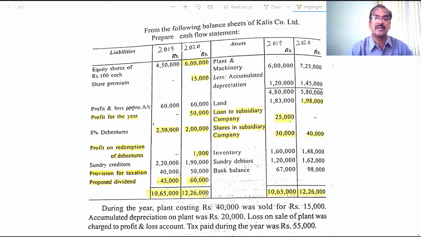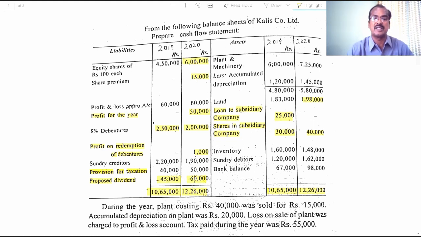Provision for taxation 40,000 rupees, 50,000 rupees. We will open a separate ledger account for it and decide how to go about it. Proposed dividend 45,000, 60,000. And I call upon the attention of the learners in this regard. From 31/3/2016, a new recommendation regarding proposed dividend has been made. The companies are advised not to present proposed dividend in the balance sheet from 31/3/2016.